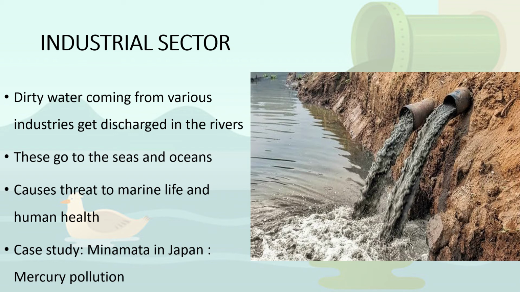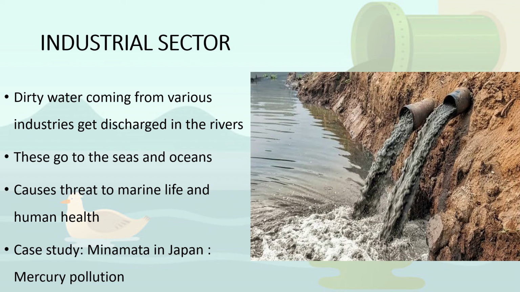Nature could easily recover. But then industrialization happened. There were too many people, so they had to grow more things. They had to produce more clothes, more utensils, and so on, more building materials. And because of this, a lot of pollution started happening. Pollution increased many folds. Dirty water coming from various industries gets discharged into the rivers and then it goes to the oceans and seas. This causes threat to the aquatic life and human health as well.